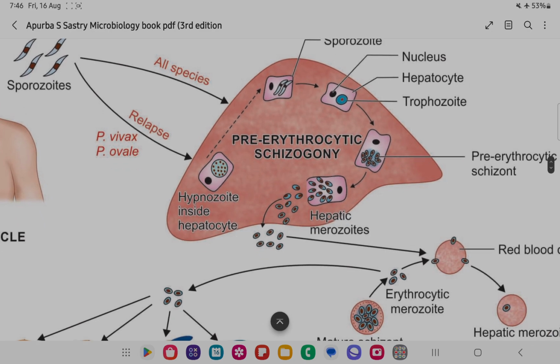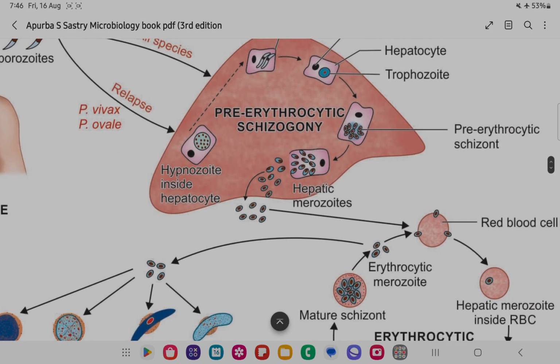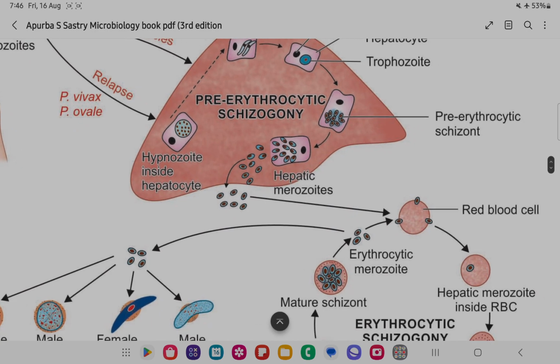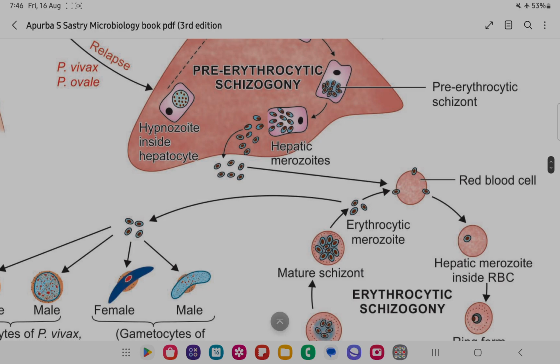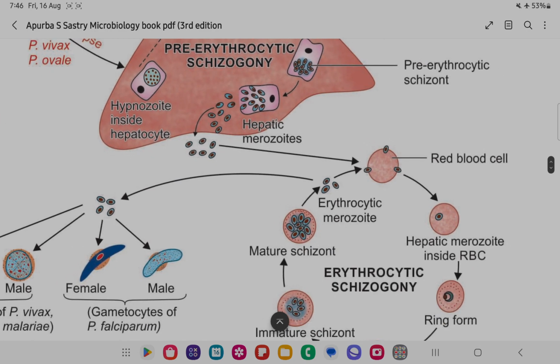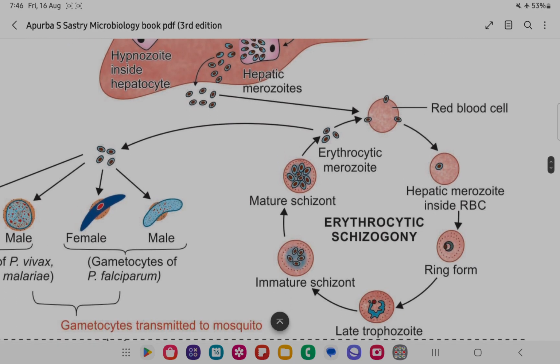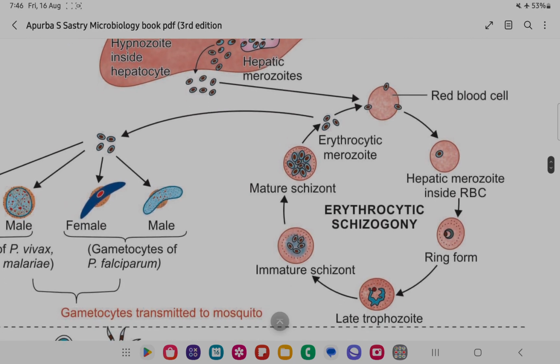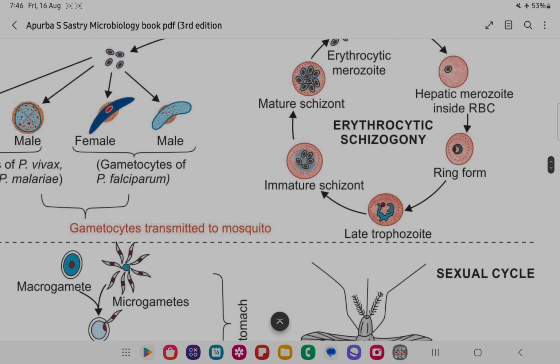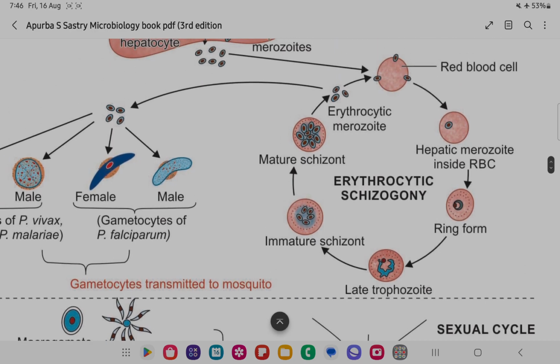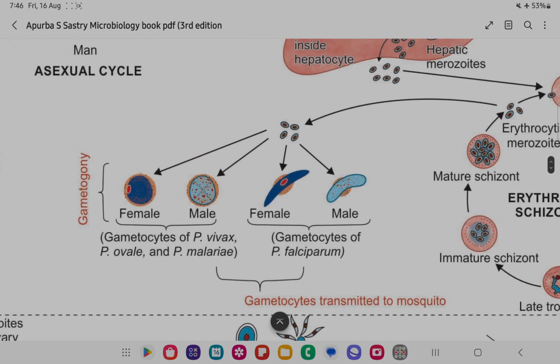Then there is the hepatic schizont form, then hepatic merozoites, which are released and invade the RBC. Then it forms the ring form, also called the early trophozoite, then the late trophozoite, which forms the immature schizont and then the mature schizont. Then erythrocytic merozoites are released, and here gametogony is happening.